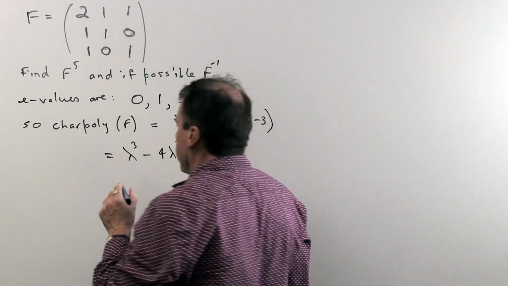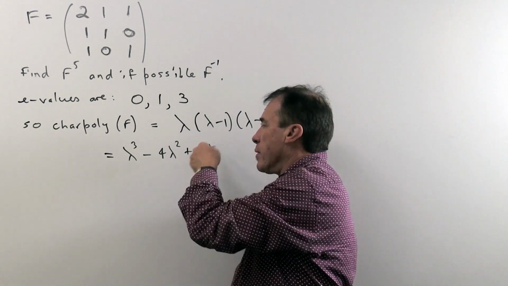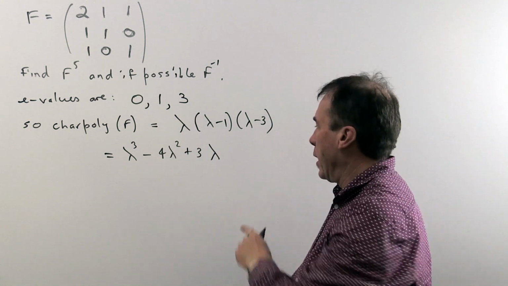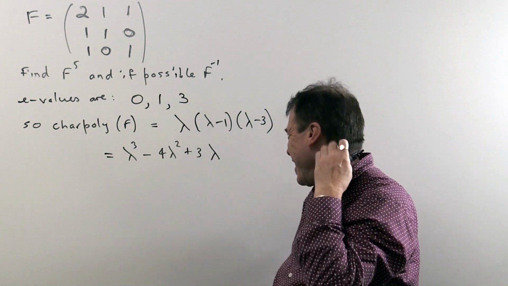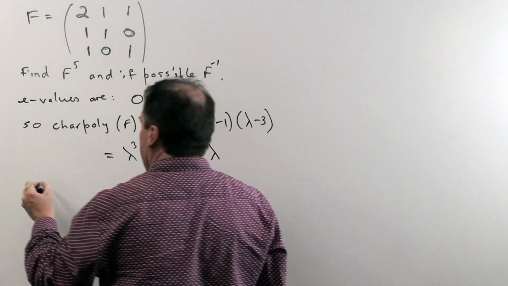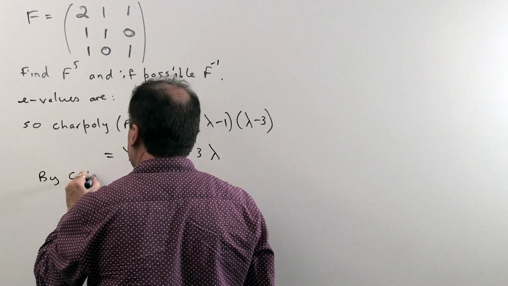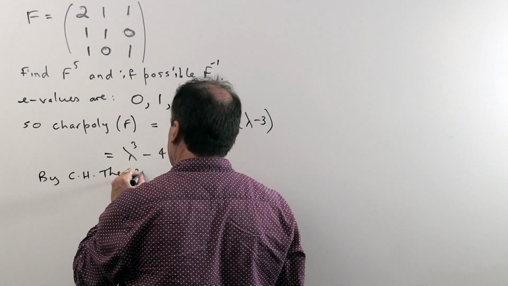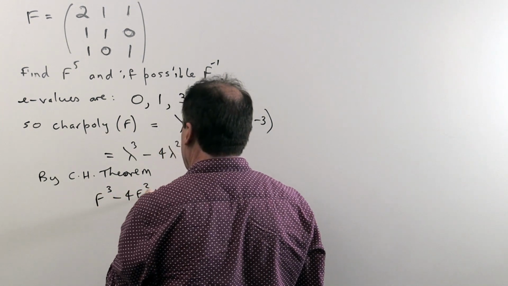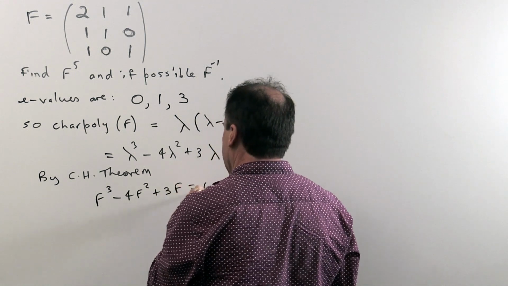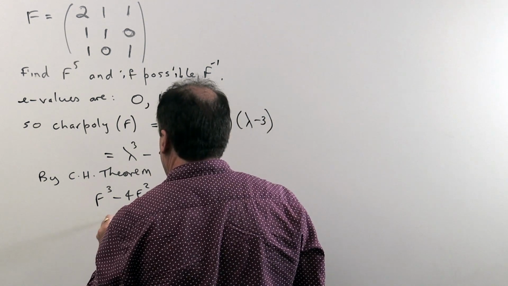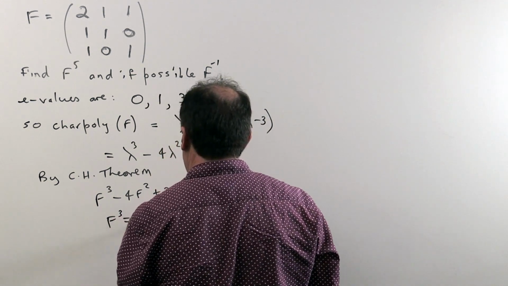So by the Cayley-Hamilton theorem, this remarkable theorem that says that the characteristic polynomial, if you replace the variable with the matrix and any constants with an identity, then it satisfies its own equation, which is quite a remarkable fact. So by the Cayley-Hamilton theorem, we can say that f cubed minus 4f squared plus 3f is the 0 matrix. And that means I can write f cubed then is 4f squared minus 3f.